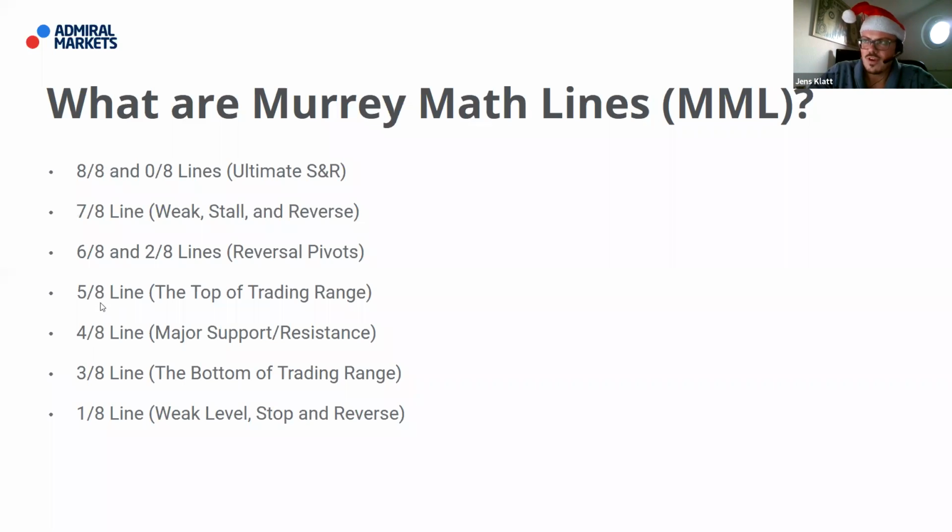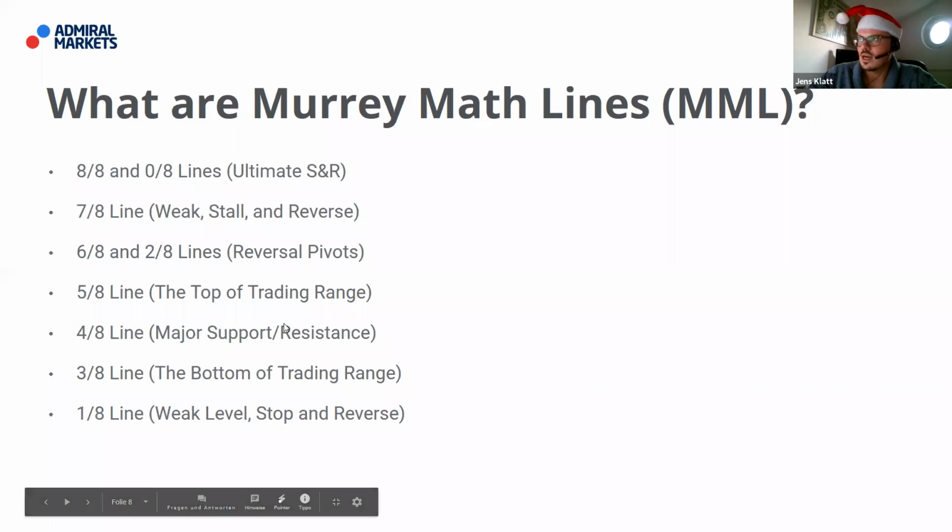So we have the 5/8 line here. That's the top of a trading range. We have the 4/8 line. So we know that this was one of the more important lines. You probably recall that we referred to 8/8, 0/8, and 4/8, so the 50% retracement, as major support, respectively resistance. And then we have the 3/8 line, the bottom of the trading range, and the 1/8 line, which is a weak level, and the stop and reverse level then. Okay, so that's it when it comes to the levels here.